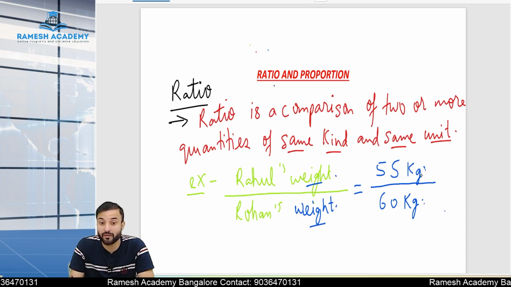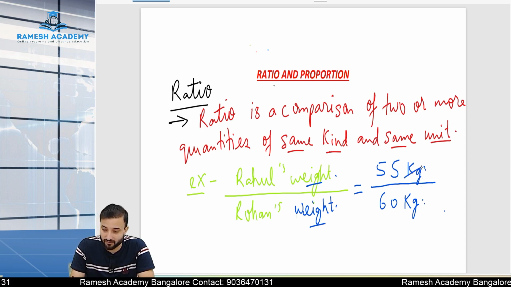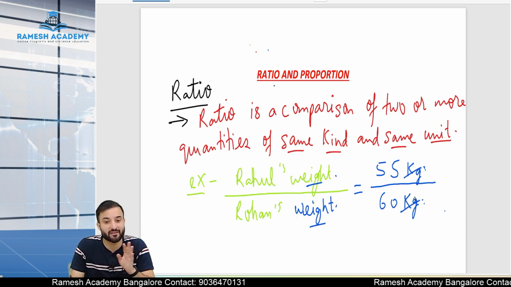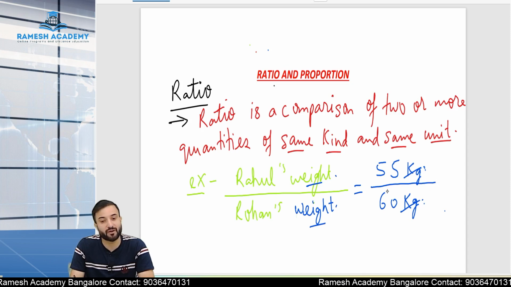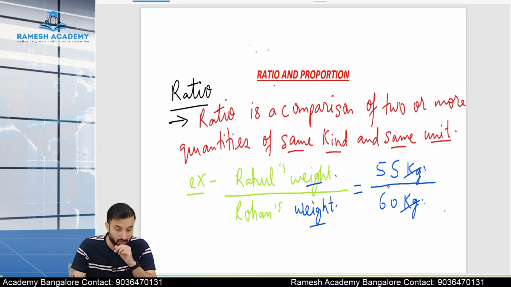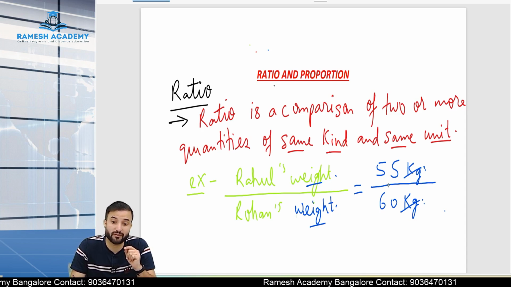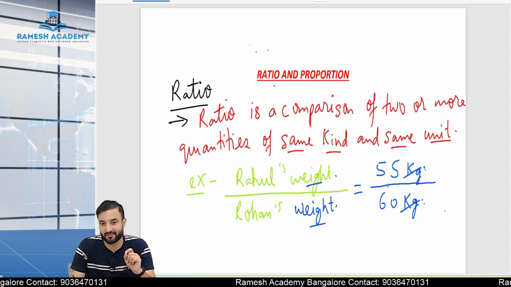The reason is that the kg will get cancelled, and you will get the answer like this, 55 by 60, because we know that ratio is unitless.